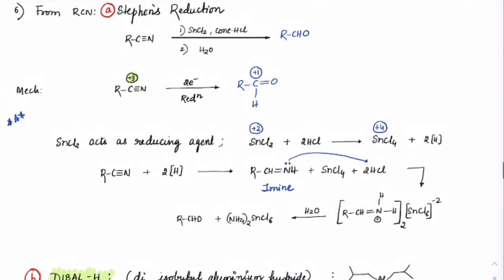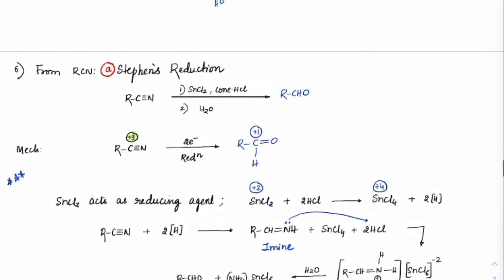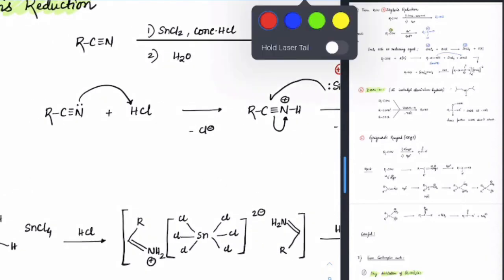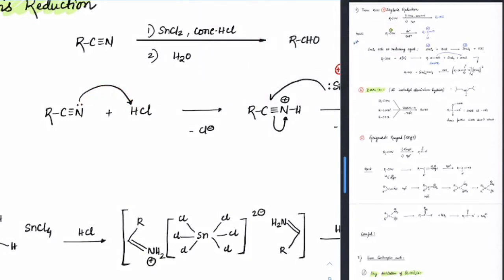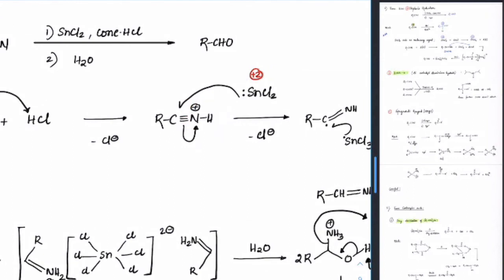Got it? The actual mechanism has a few more steps involved in it. That I'll just show you. But meanwhile, I would suggest you write down that first. Okay, let's see what's happening. The lone pair present on nitrogen is attacking HCl and it is forming this.